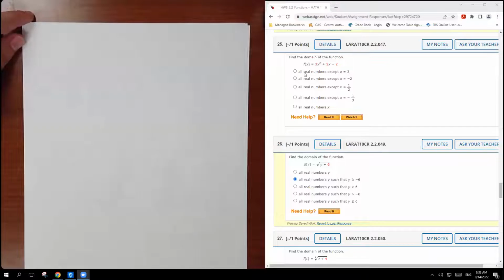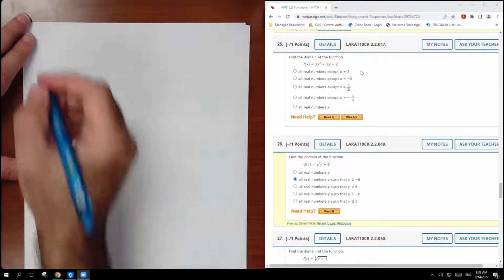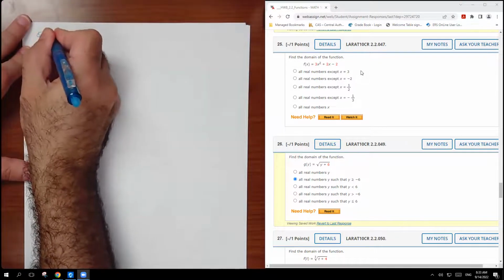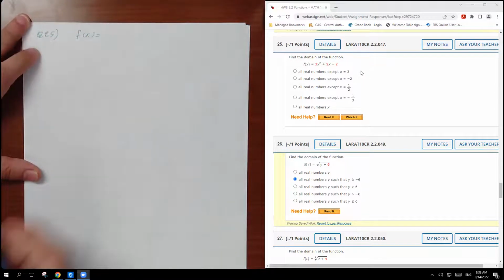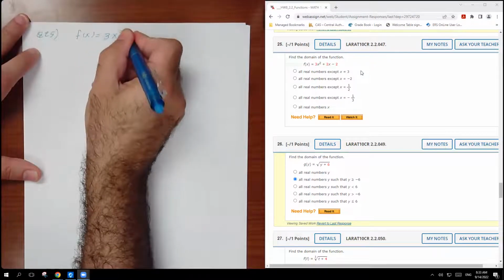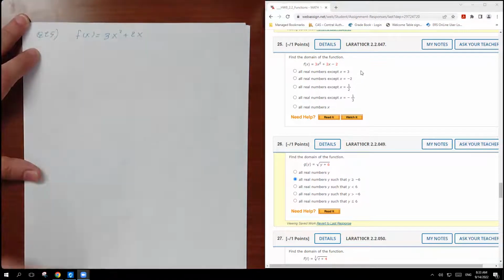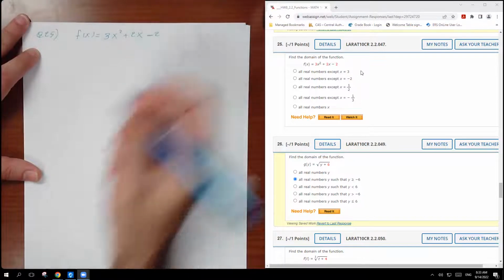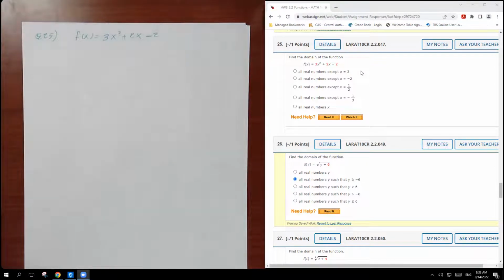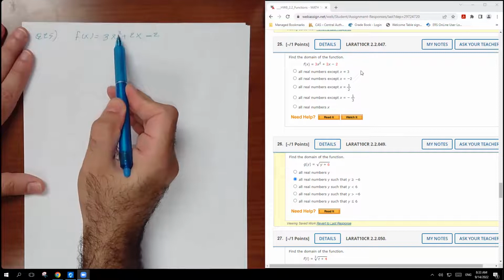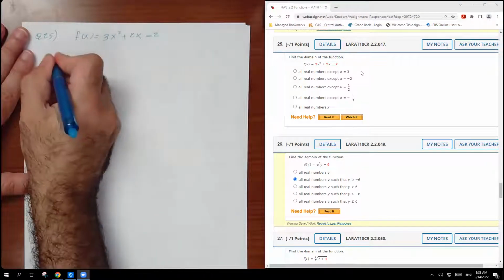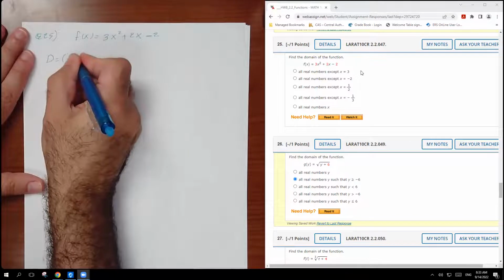Example 25, you have f of x equal 3x squared plus 2x minus 2. Let's check example 25. Now we have a quadratic equation. How are we going to solve this one? So we need to find the domain. The note for this one: every time when you see x squared, the domain for this function is going to be negative infinity to positive infinity.